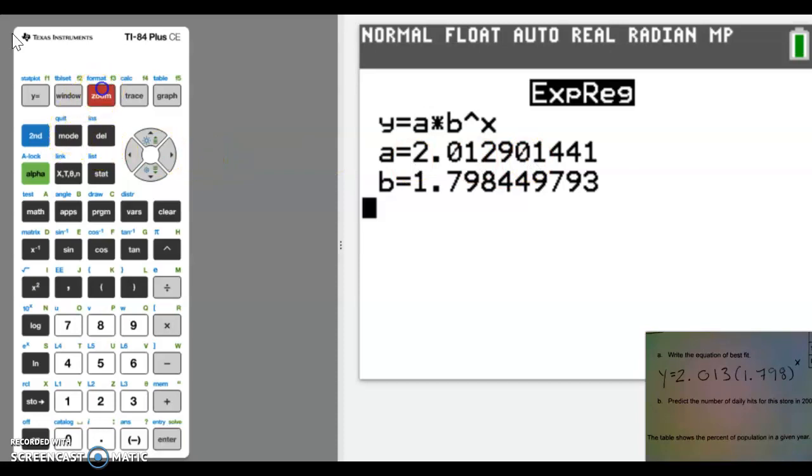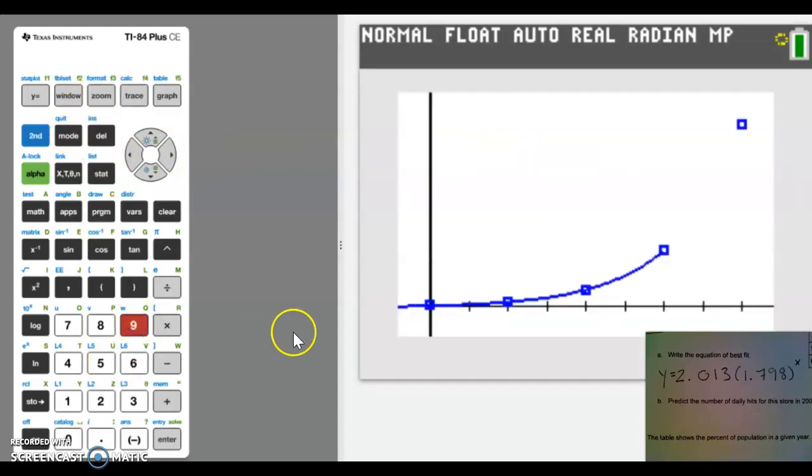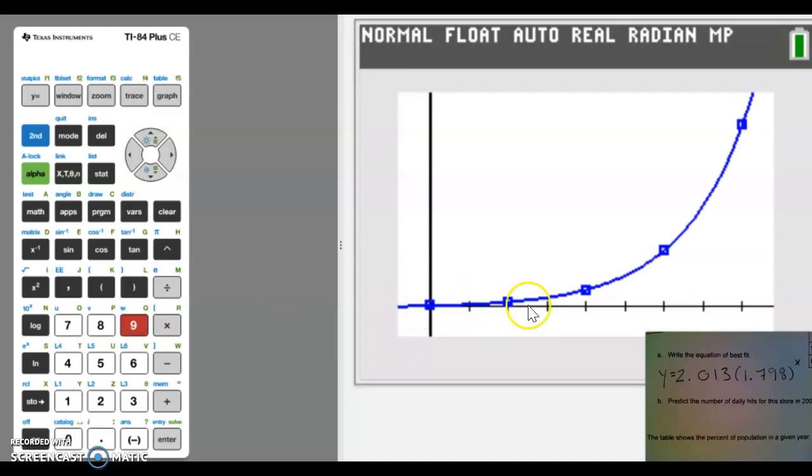So I'm just going to go zoom 9, or you can press graph again. And I can see that is a perfect graph there. It looks great. So my equation fit perfectly well. I'm good to go.